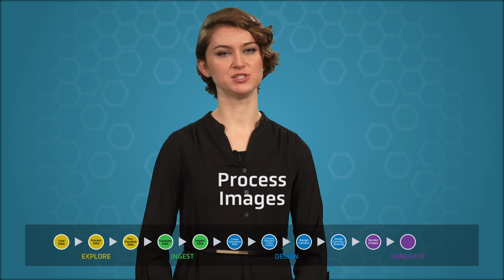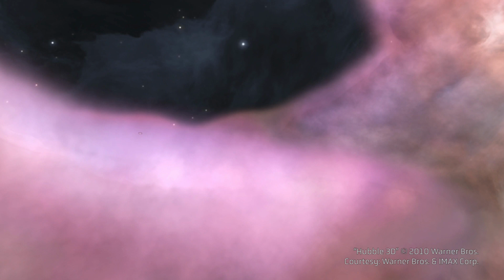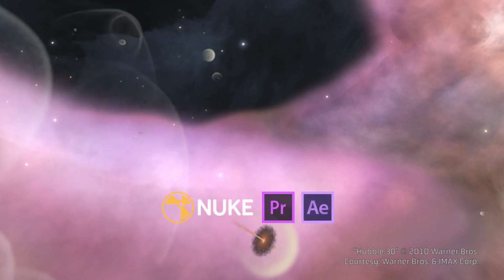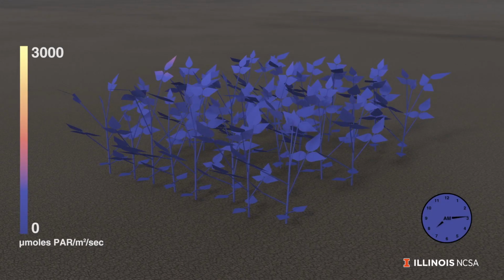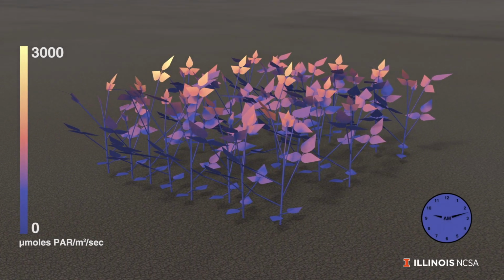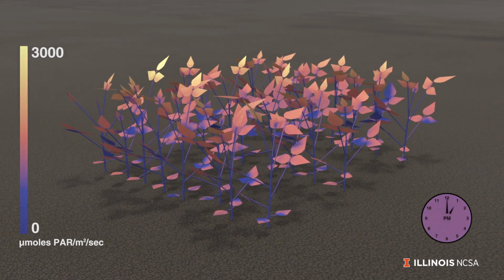Once you have your rendered images, the next step is to process them. You can combine multiple layers together and touch up your images in 2D to make them look nicer. A few software options that do this are Nuke, Premiere, or After Effects. The final step in this pipeline is to add annotations. This includes things like credits at the end of a video, as well as relevant information on top of the video, like a legend showing what each color means, how much time has passed, and other labels.